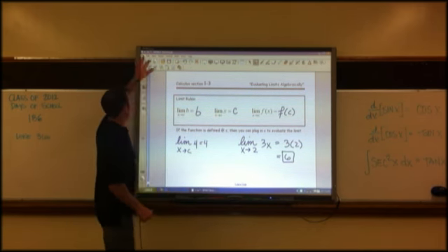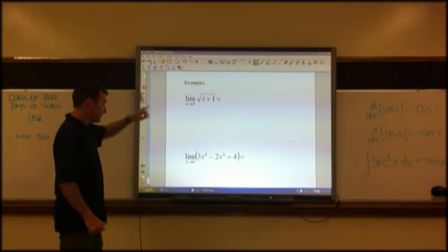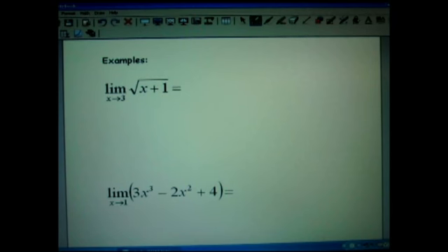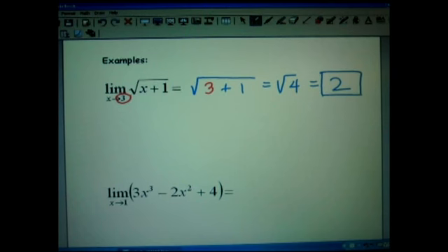But let's take a look at a couple of problems where we're doing that. Here I've got the limit as x approaches 3 of radical x plus 1. Well, I've got x approaching 3, so I just replace x with 3. Pretty straightforward. And then of course you simplify. So the limit as x approaches 3 of radical x plus 1 is 2.